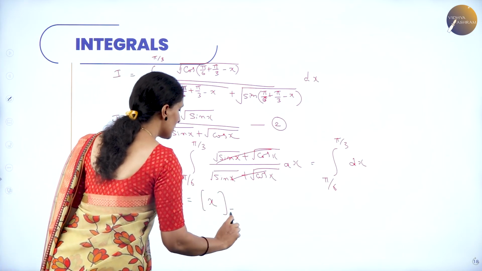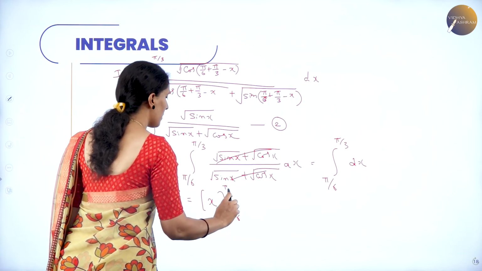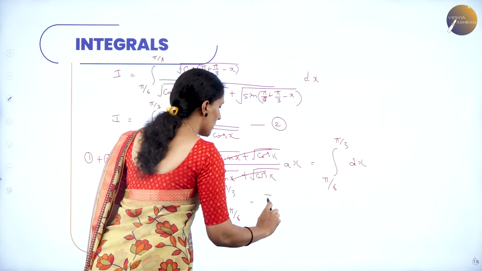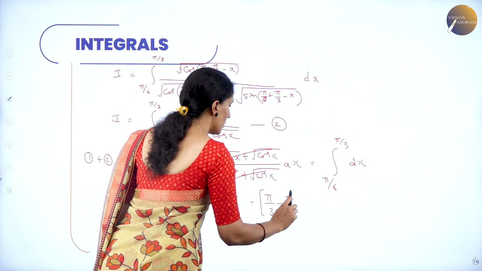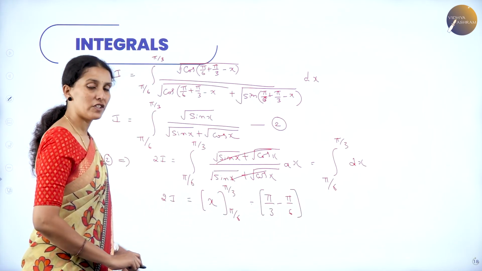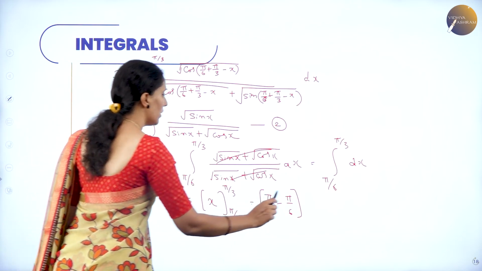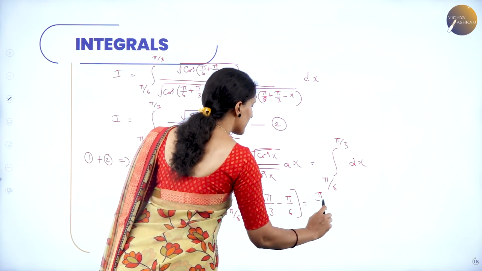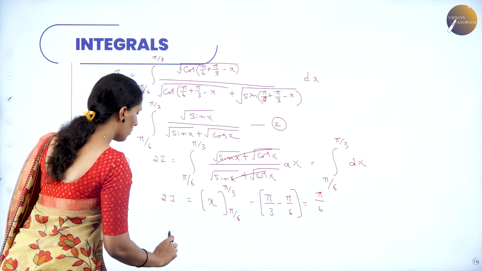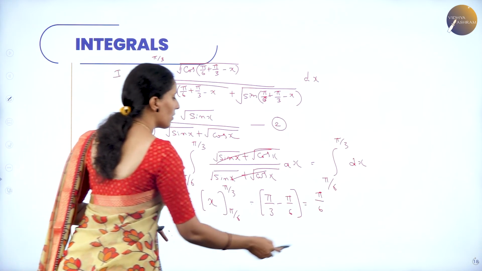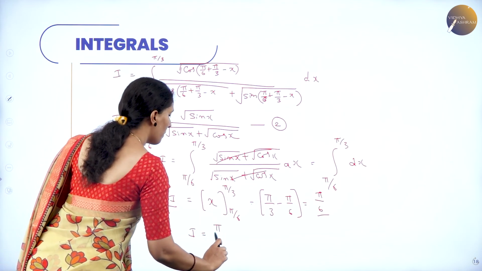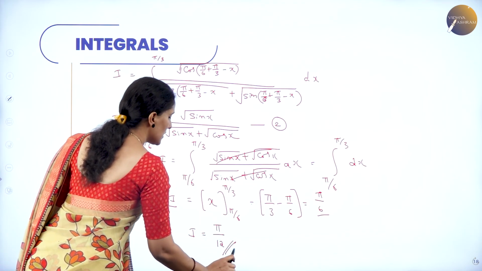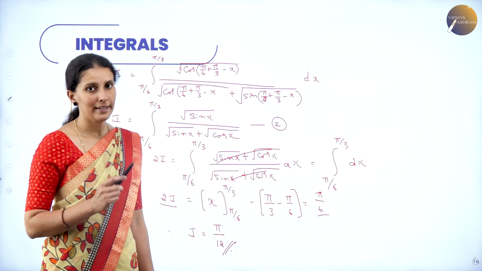Apply the limits pi by 6 to pi by 3, which is pi by 3 minus pi by 6. Again, 60 minus 30, which is 30. So therefore here we get this as pi by 6. So therefore we have 2I is equal to pi by 6. What is I? I is equal to pi by 12. So this is the value of the given integral.